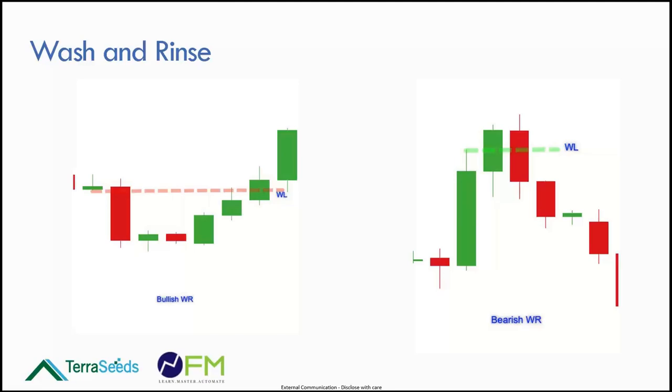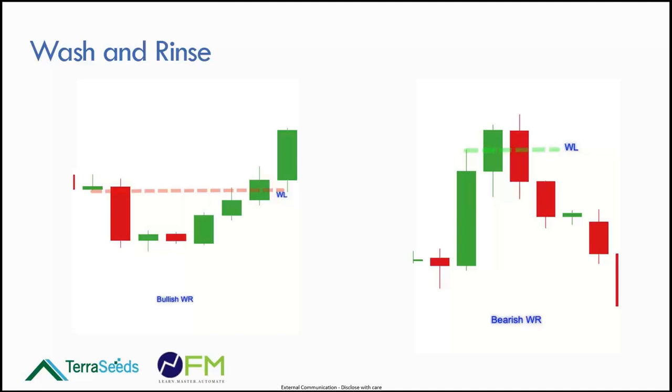So let's talk about the bearish wash and rinse. What is the bearish wash and rinse here? Same thing, the reverse: we are looking for a sell. When we are looking for a sell, price must go up, then we want to sell. Why? Because you want to sell when price is at a high. You don't want to sell when price is at rock bottom. That's a lousy deal. You want to sell when price is at a high. So this is a very important idea for the wash and rinse pattern.